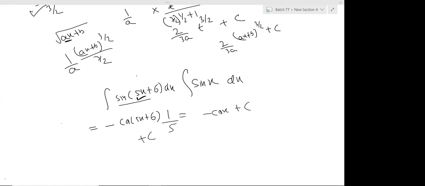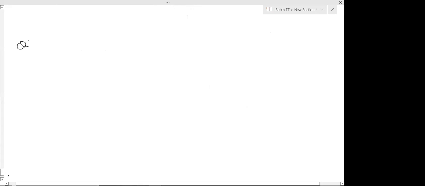All right, try to solve this question using substitution. All of you, integration of x under root x plus 2 dx.